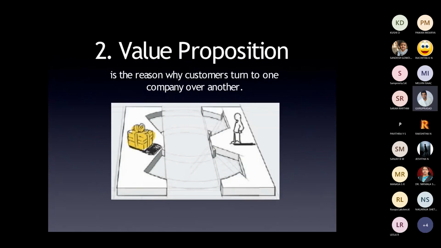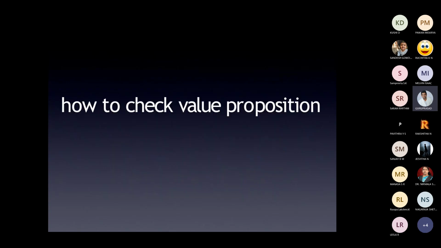The second building block of the business model is value proposition. I need to give the reason why customers turn to one company over another. Say, for example, I am using some XYZ phone. I will leave that phone and turn to another brand's phone. So I need to check that value proposition. What is the reason? How to check this value proposition?